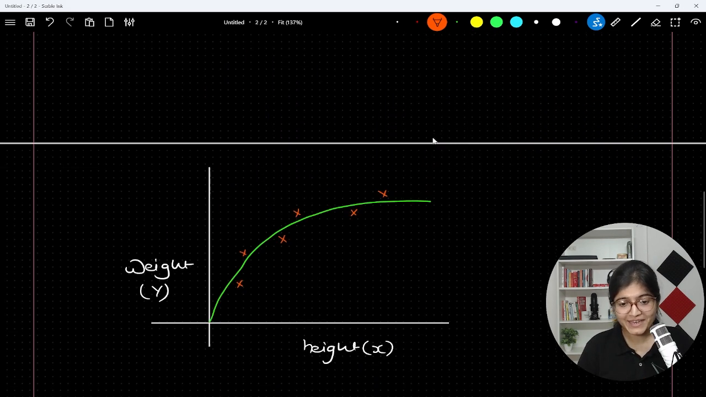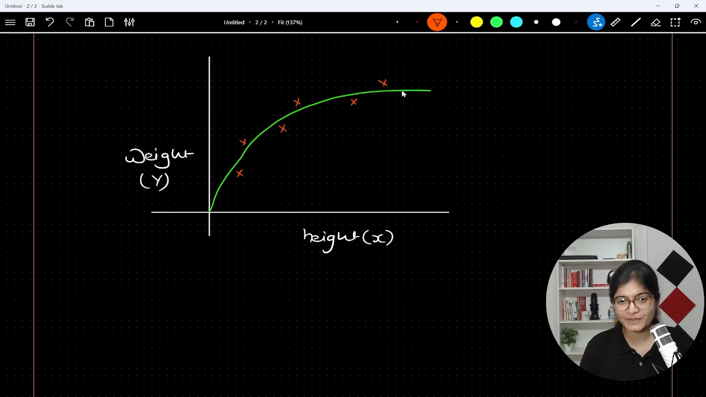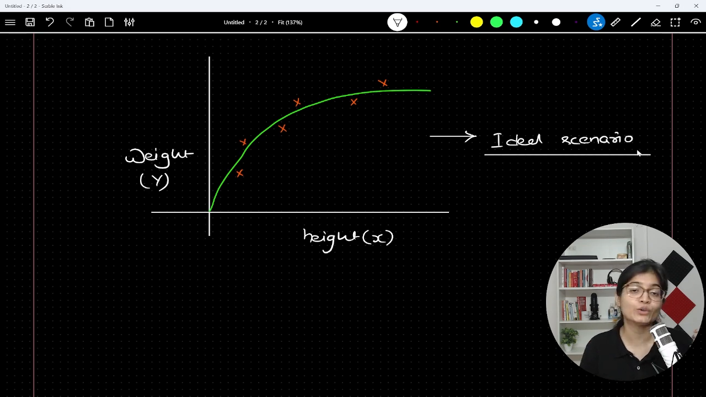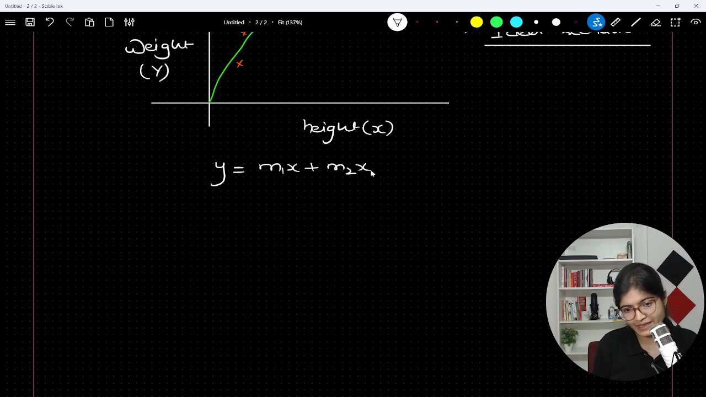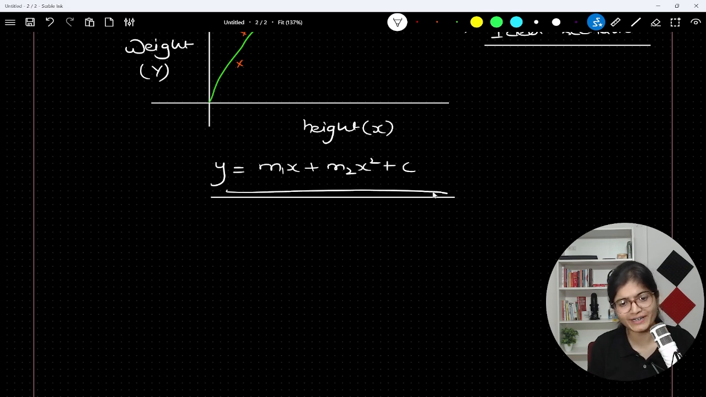Okay? Now, when I'm talking about this error, can you see that the difference between the actual and the predicted, let's say this is the actual point, this is the predicted point, it's very, very small, right? As comparable to the above case. So this might be an ideal scenario, which at every point of time we want to achieve. And this is composed of a different equation, because it's not a straight line. It is y = m1x + m2x² + c, a quadratic equation.